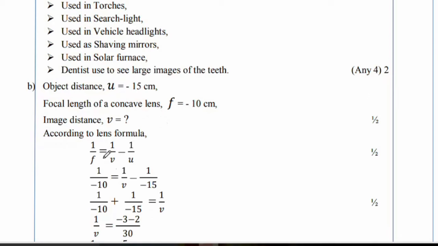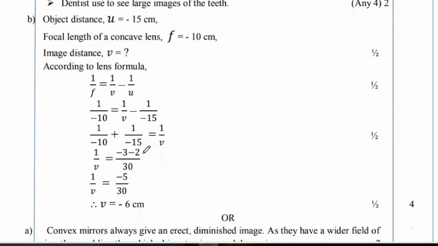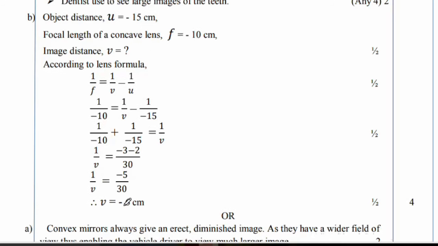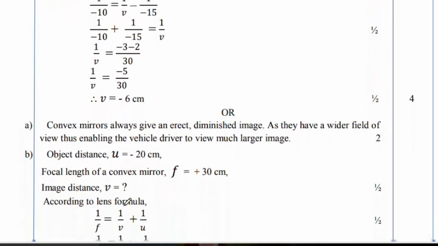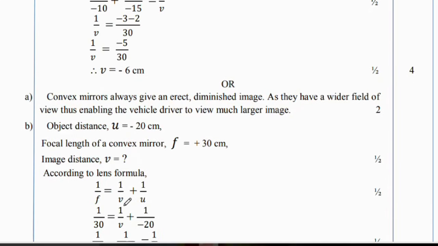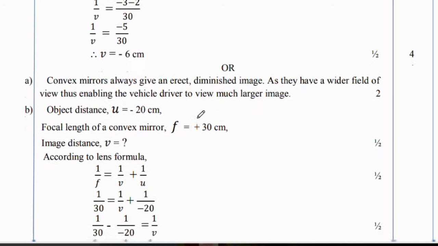So lens formula, 1 by f is equal to 1 by v minus 1 by u. Substitute all the values of u and f. Then we are going to get 1 by v is equal to minus 5 by 30. Therefore v is equal to minus 6 cm. Next for that we have an option, that is, convex mirror used as a rear view mirror. Why? Because it always gives an erect and diminished image, as it has a wider field of view, thus enabling the vehicle driver to view much larger images.